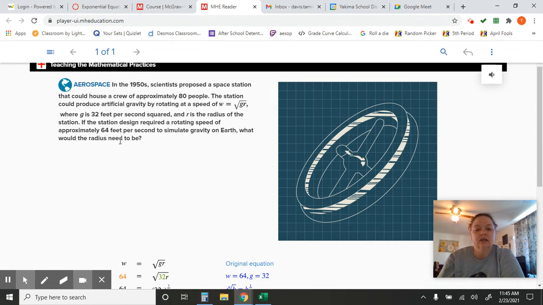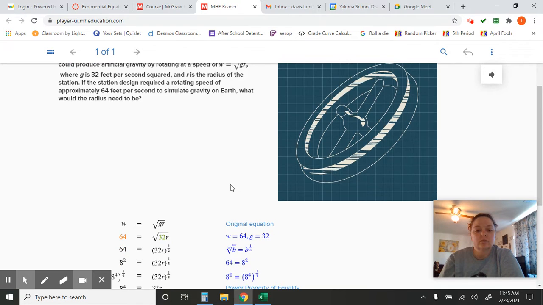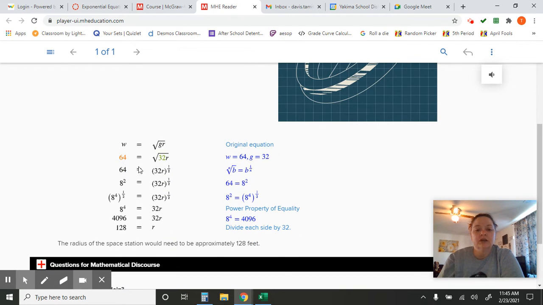So they've told us that W, the outcome here, is going to be 64, and that G is 32. So we're going to plug in those numbers that we know, and we're going to figure out what R is. So the first thing we want to do is change the square root of 32 times R to a fractional exponent. So we're going to change it from the square root of 32R to 32R to the 1/2 power, because remember that the square root of something is the same as it being taken to the 1/2 power.